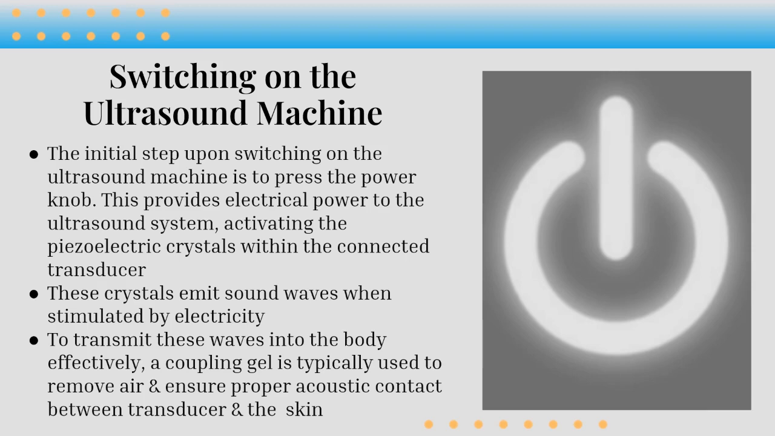The initial step upon switching on the ultrasound machine is to press the power knob. This provides electrical power to the ultrasound system, activating the piezoelectric crystals within the transducers. These crystals emit sound waves when stimulated by electricity. To transmit these waves into the body effectively, this is the purpose of why we use gel. The gel acts as a coupling agent and is used to remove air and ensure proper acoustic contact between the transducer and the skin.